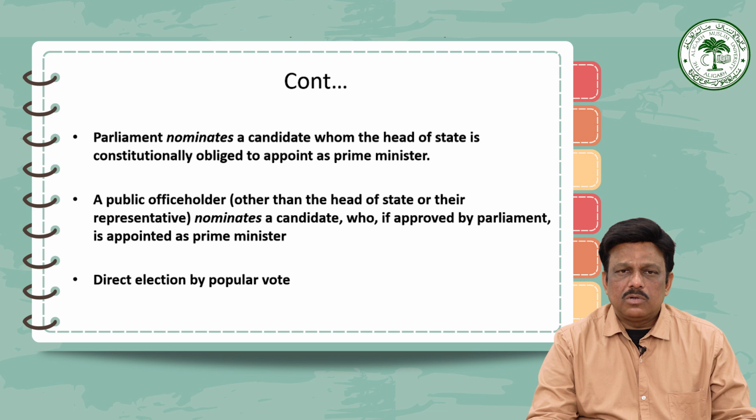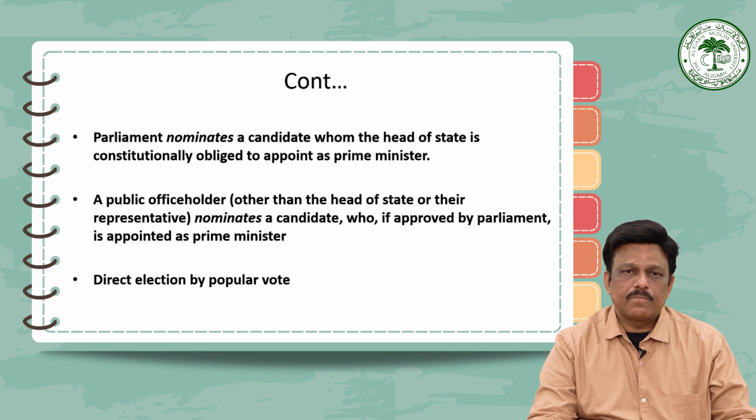Another way of appointing a head of the government, that is Prime Minister, is where the Parliament nominates a candidate whom the head of the state is constitutionally obliged to appoint as Prime Minister. Now an example is Japan, where the Emperor appoints the Prime Minister on the nomination of the National Diet. Also Ireland, where the President of Ireland appoints the nominated candidate. So the system works in Ireland and Japan.